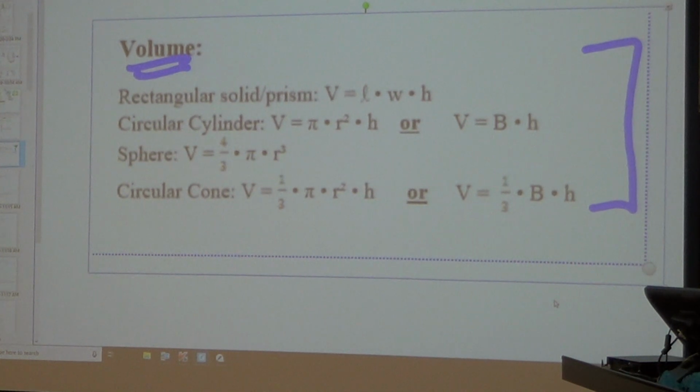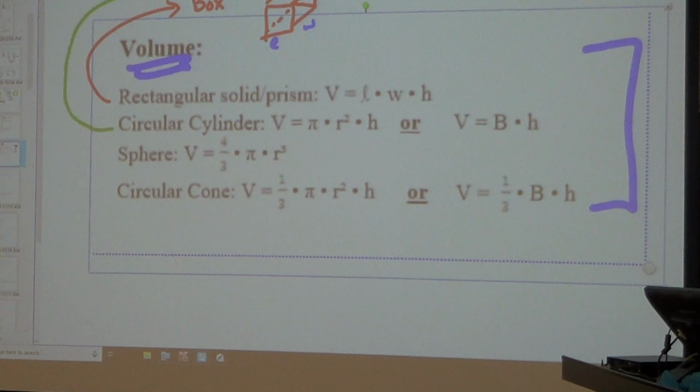A rectangular prism, that is the same thing as a box, a three-dimensional box. Okay? You have your length, your width, and your height. Easy breezy. A circular cylinder is the same thing as a can. Like a soup can or a Pepsi can.